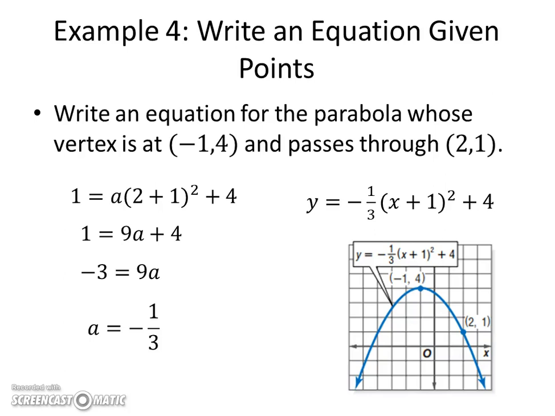Our vertex is negative 1, 4. Our axis of symmetry is negative 1. Our a is negative 1/3, so it opens down and is wider.